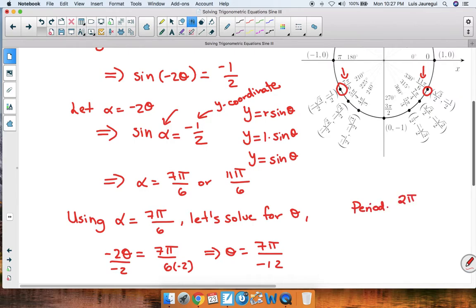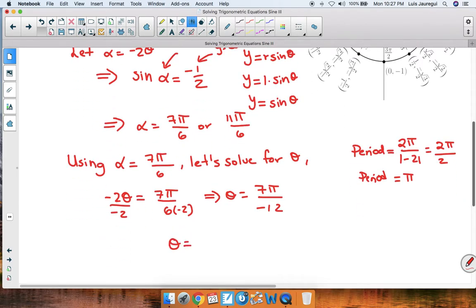pi divided by the absolute value of the coefficient of theta, which happens to be the absolute value of -2. So we have that the period is 2 pi over 2, which simply reduces to pi. So what we're going to do is add pi to this angle theta. So we get that theta could be equal to 7 pi over -12 plus pi. In other words, we have 7 pi over -12 plus 12 pi over 12. Now this becomes simply 5 pi over 12.